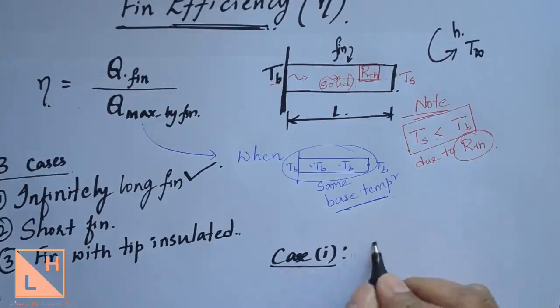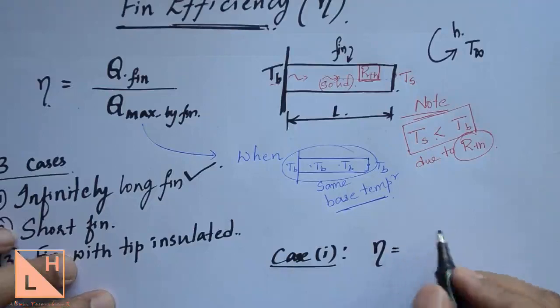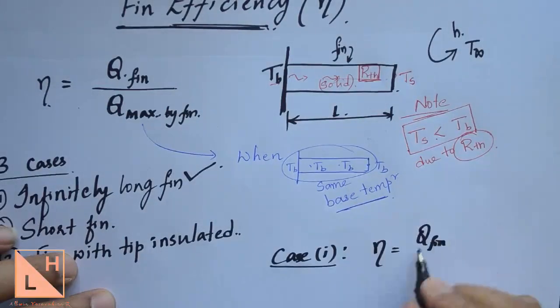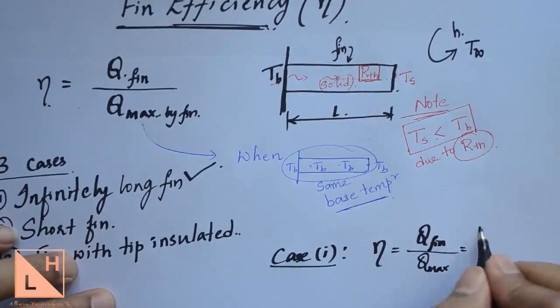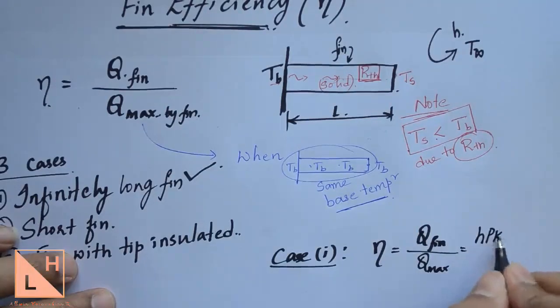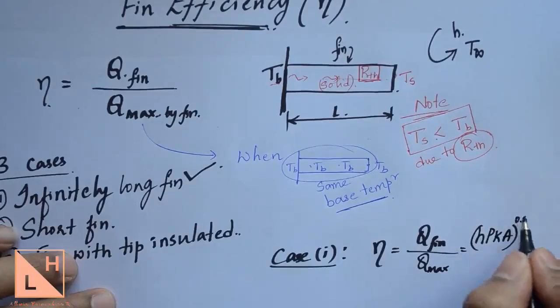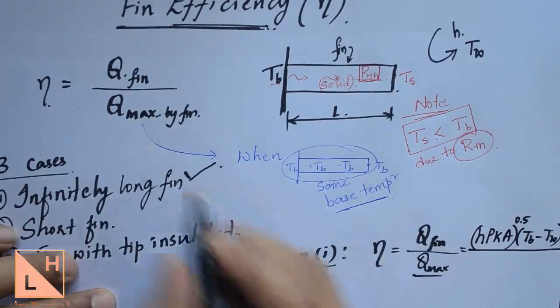So let us just take the first case and see how we get the expression for the efficiency. The heat transferred by the fin divided by the maximum heat transferable by the fin. So for the heat transferred by the fin, you will get this formula, since it is derived already, from the data handbook on page number 50, divided by the maximum transferable heat.